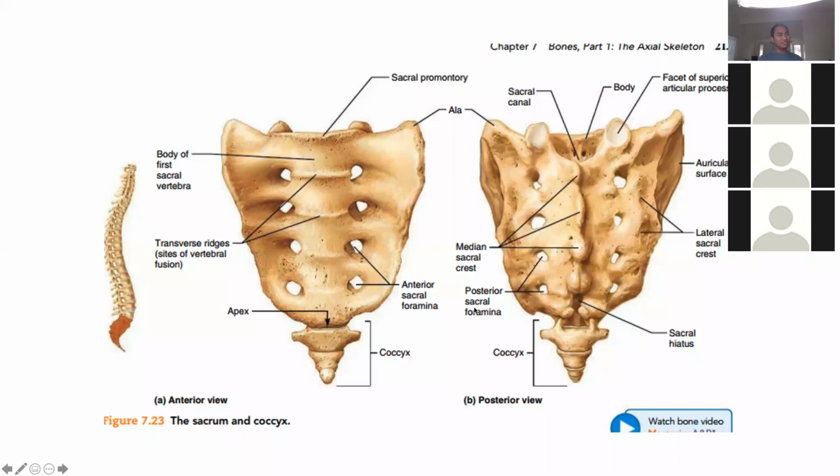Where is it? Sacral foramina, yes. That is from the anterior view. This is from the posterior view. And the coccyx, as we know, is made of 4 bones, completely fused, and this is the tip of the coccyx.